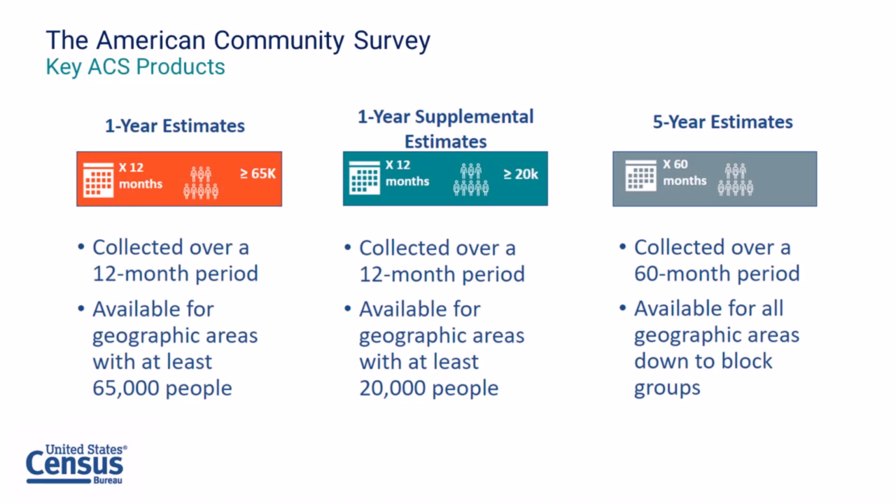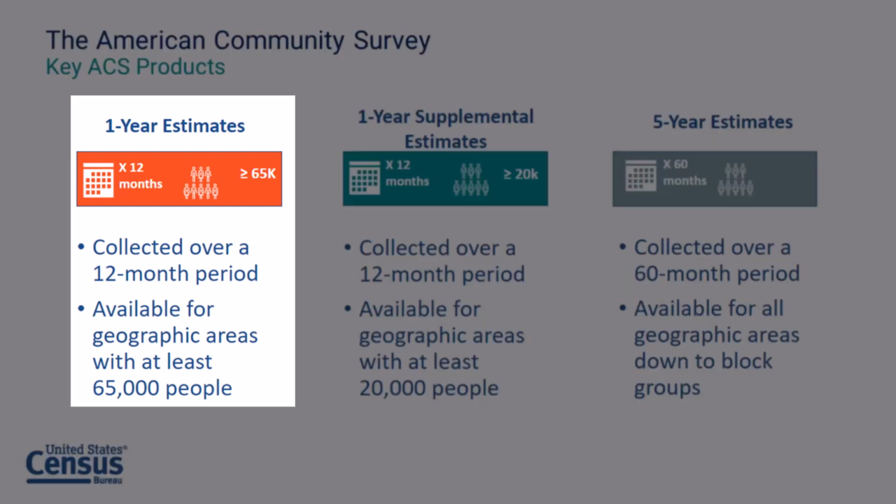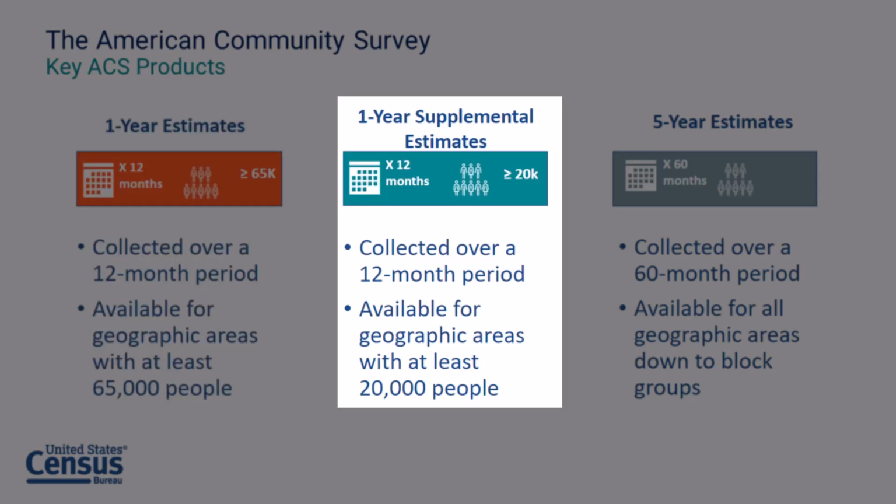Regardless of the type of geographic area, the ACS data are released based on the population size of each geographic area. The census generally releases three main ACS data products: the one-year, one-year supplemental, and 5-year estimates. We release the data through a variety of tables about 1 year after the data are collected. ACS one-year estimates, which combine data collected over 12 months, are available for geographic areas with a population of 65,000 or more. ACS one-year supplemental estimates are a subset of detailed tables that are available for geographic areas with populations of 20,000 or more.